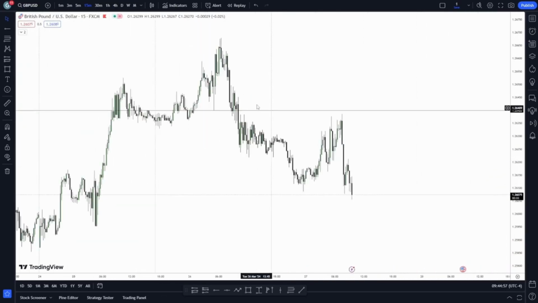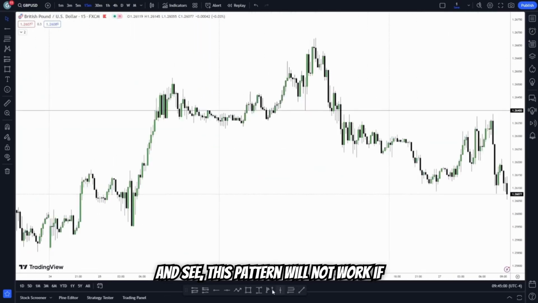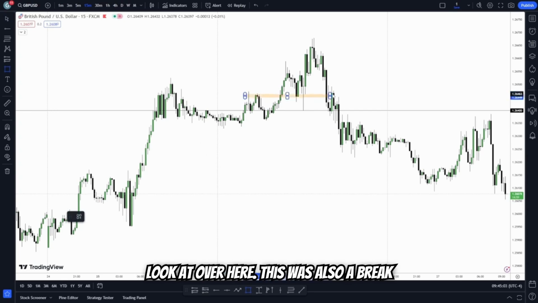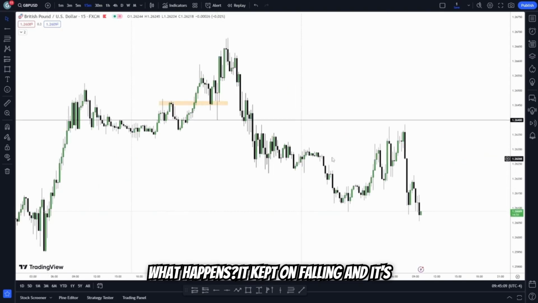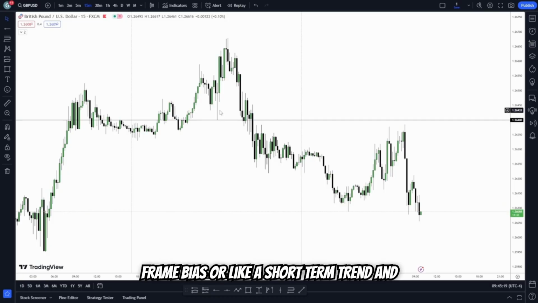So this is a pattern which I'm trying to explain, and this happens on some other charts also. And see, this pattern will not work if you're against the order flow, okay. Now look over here. This was also a break and retest, and now we know that there will be stop losses below this. But what happens? It kept on falling and it's going down. So that's why it's important to know the bias. Otherwise, this setup will not work. Any setup will not work if you don't know the high time frame bias or the short term trend.